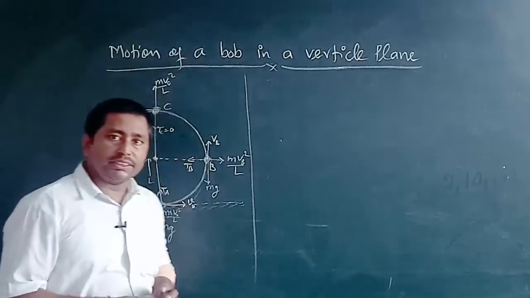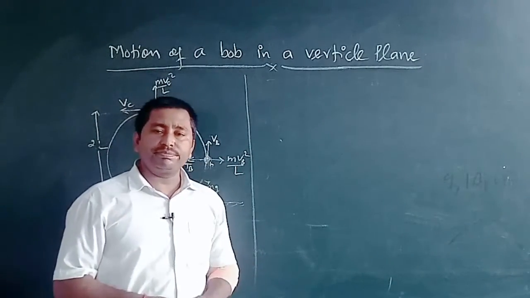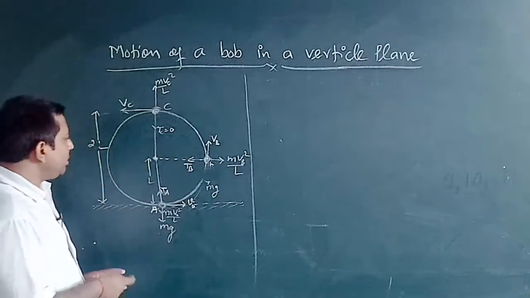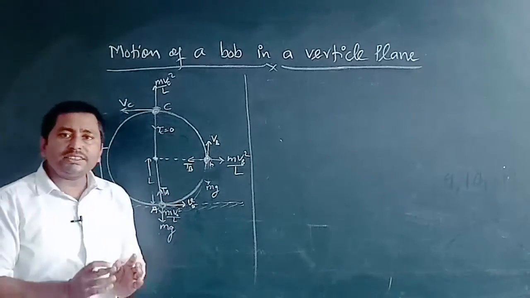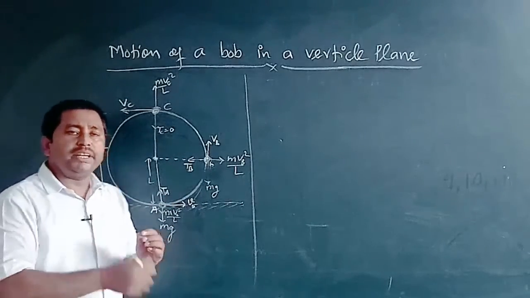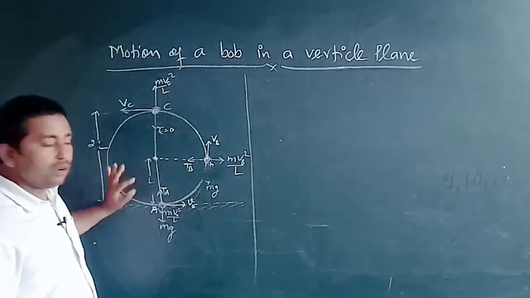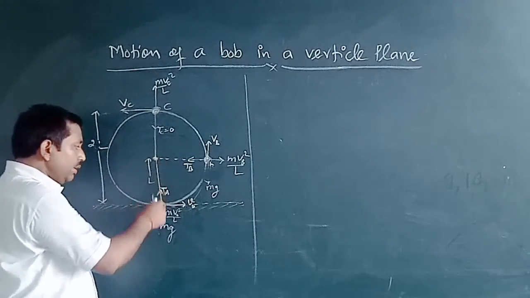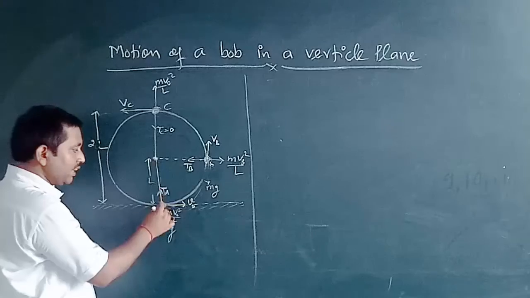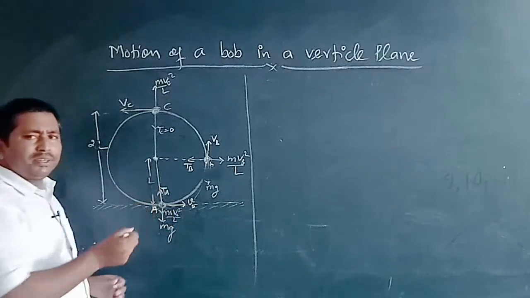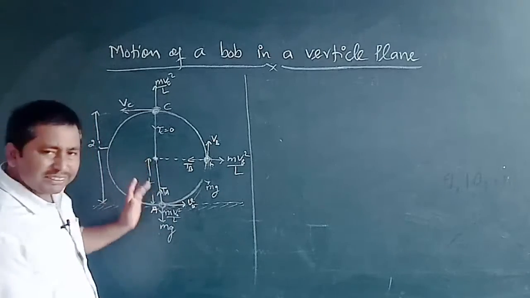Hello students, let us start our discussion about motion of a bob in a vertical plane. Suppose that we have a bob of mass m kilogram, ready to move in a vertical plane of radius L. We connect this bob with a thread of length L, which is very flexible and massless.